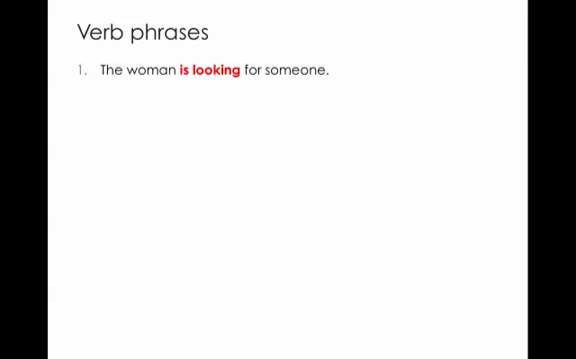Okay, I'm going to put the sentences on the screen now and talk through them and talk about the verb phrases. And we'll see that there are some features worth pointing out in a lot of the sentences. Now, the first sentence, the woman is looking for someone. The verb phrase here is in red, and it's called a verb phrase because it's more than one word. We have is looking. So there are two words in the verb phrase for the first sentence.